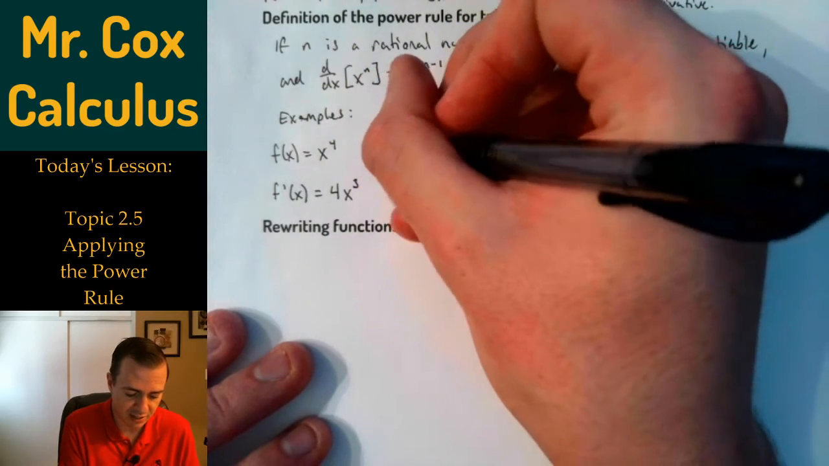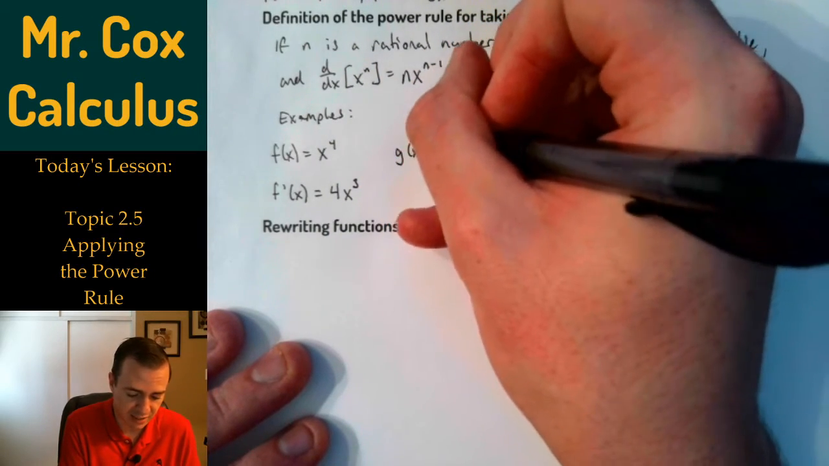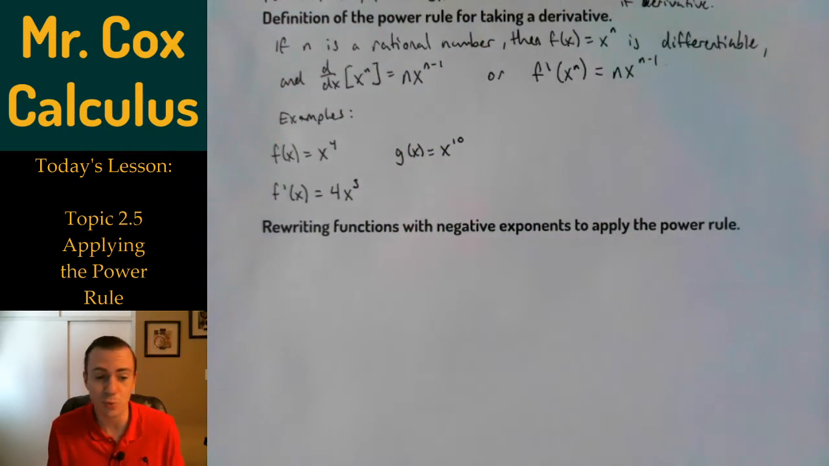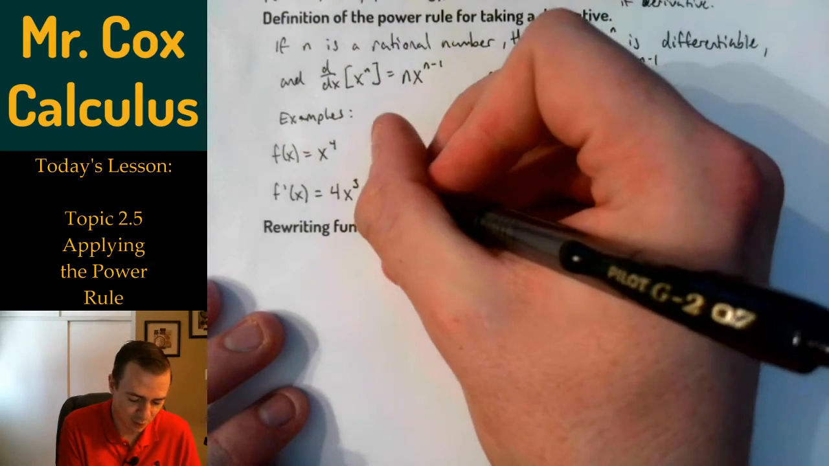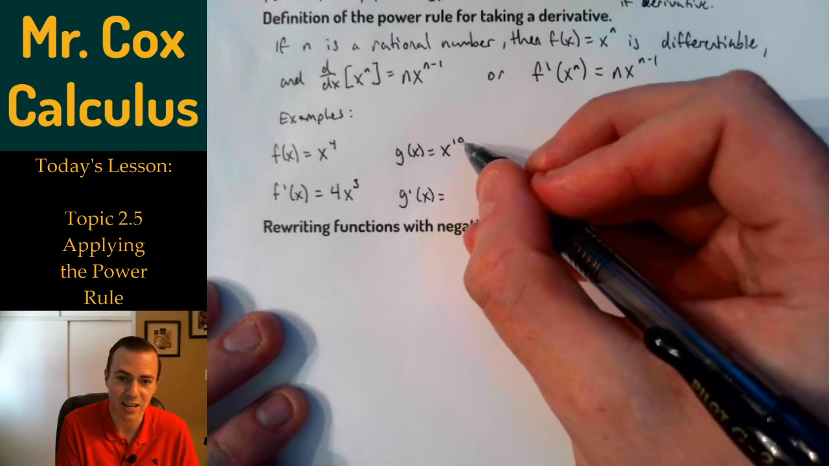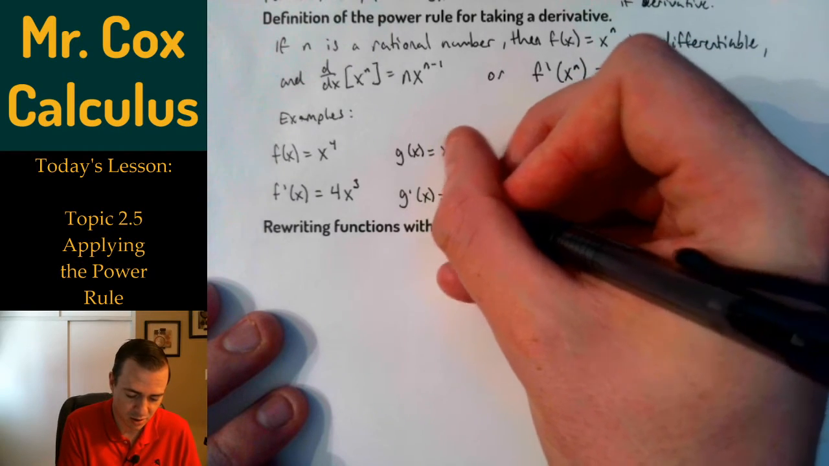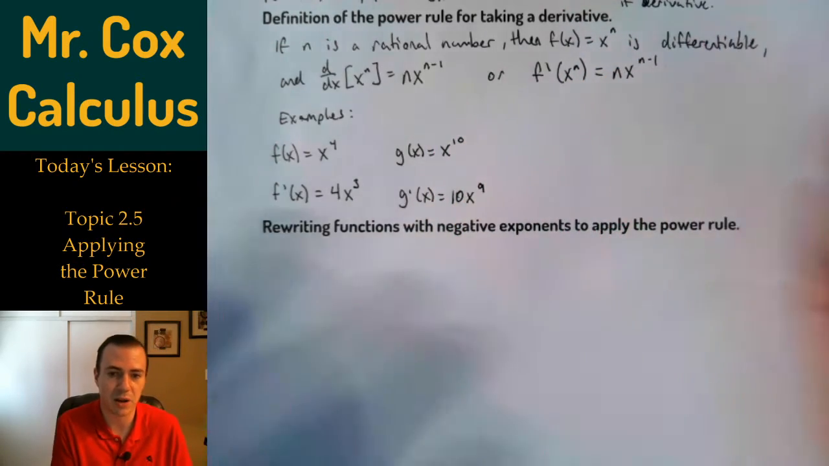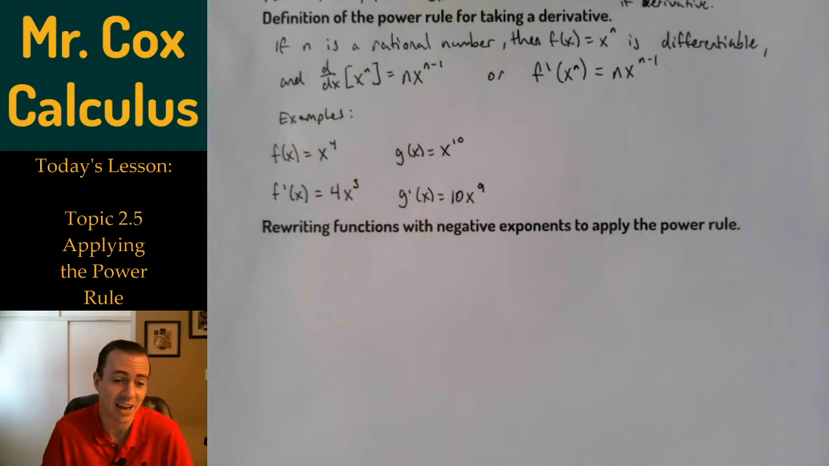If I have g of x equals x to the 10th, there's a function you really don't want to do the limit definition with. You don't want to know what x plus h raised to the 10th power looks like. Fortunately, this power rule allows you in just a matter of seconds to say, okay, bring the 10 in front and then reduce it by 1. G prime of x is 10x to the 9th, and you're done.